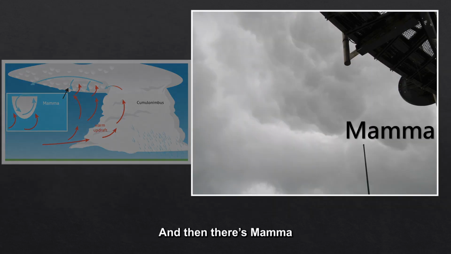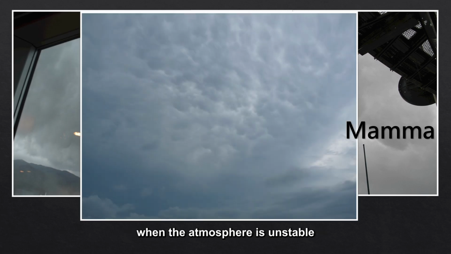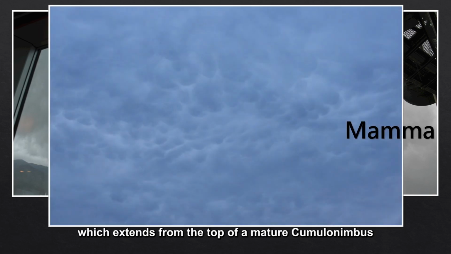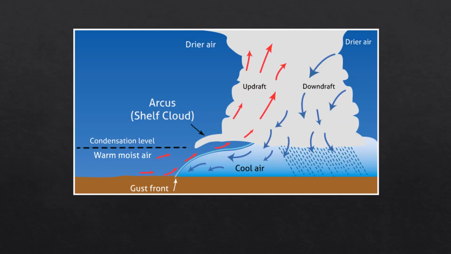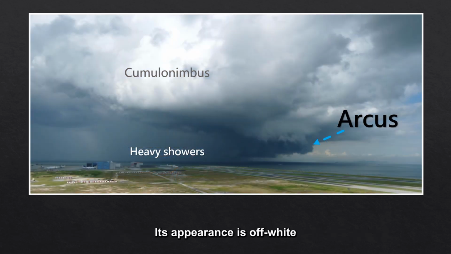And then there's Mama. Mama is a phenomenon that occurs when the atmosphere is unstable. It is developed from the bottom of incus, which extends from the top of a mature cumulonimbus. Also, rare Arcus clouds may be seen at the base of the cloud. Its appearance is off-white, curly on the horizontal, sometimes resembles a scaffold, like a scaffold holding a storm.